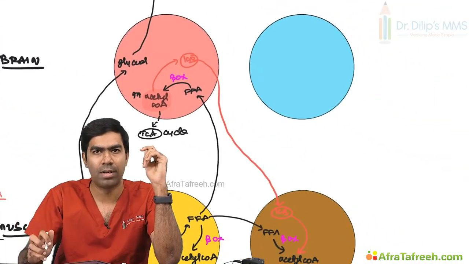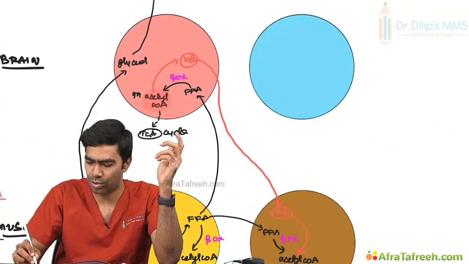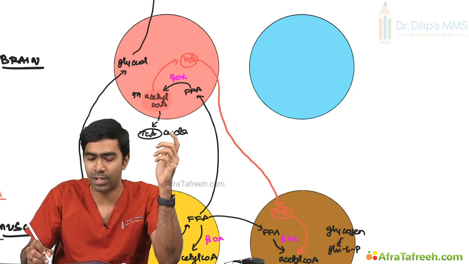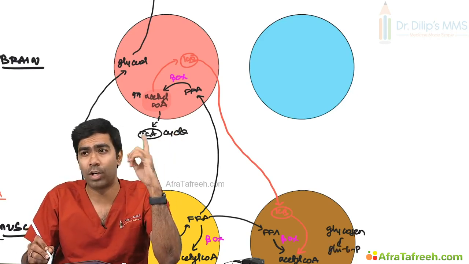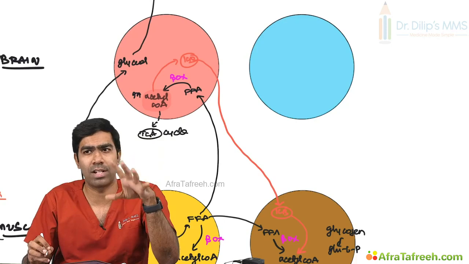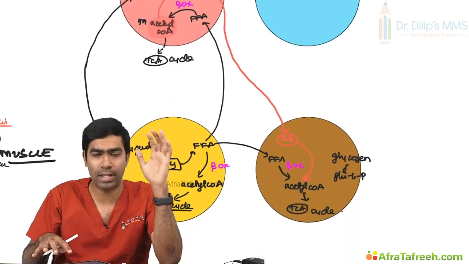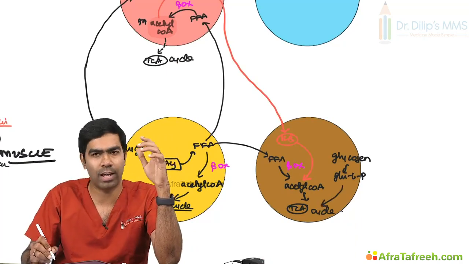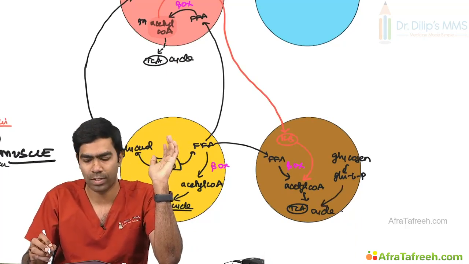And at the same time, muscles can use glycogen to produce glucose 6-phosphate, but remember they cannot produce glucose because they don't have the glucose 6-phosphatase enzyme. So muscle does not contribute to the blood glucose, but they can use their own glycogen to produce glucose 6-phosphate, which will further enter glycolysis and the TCA cycle to produce energy.